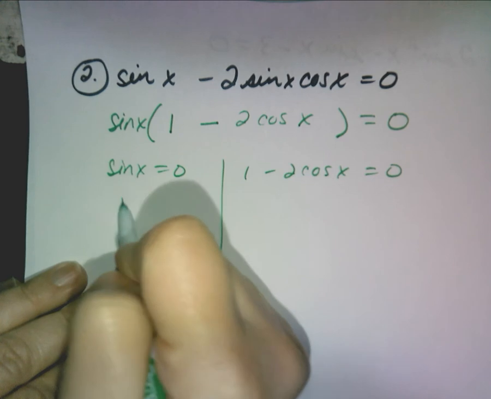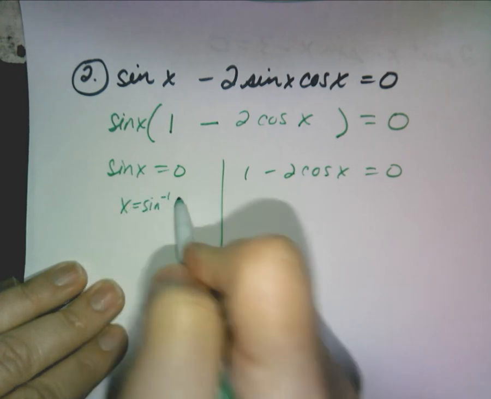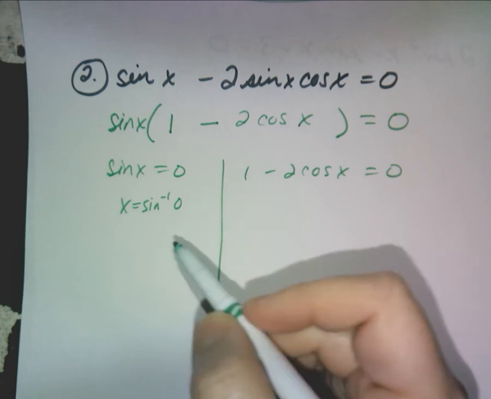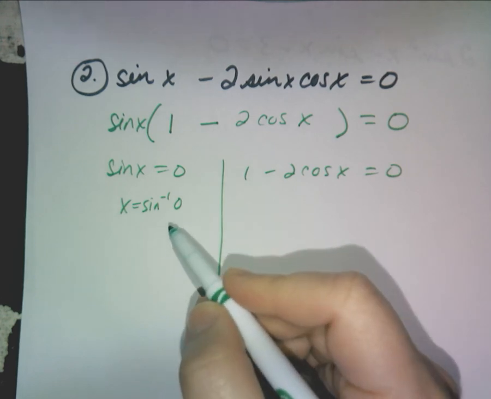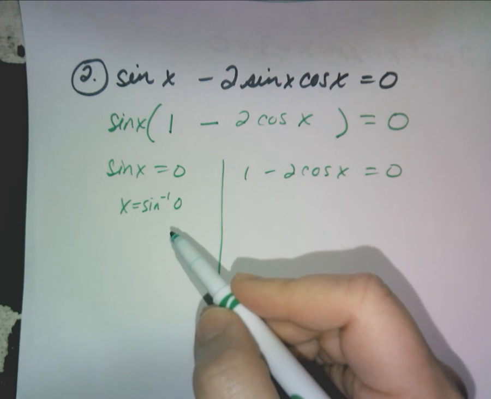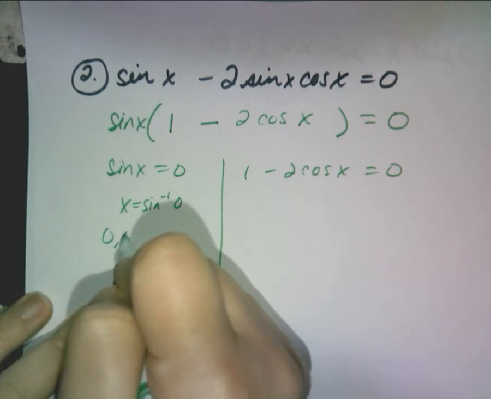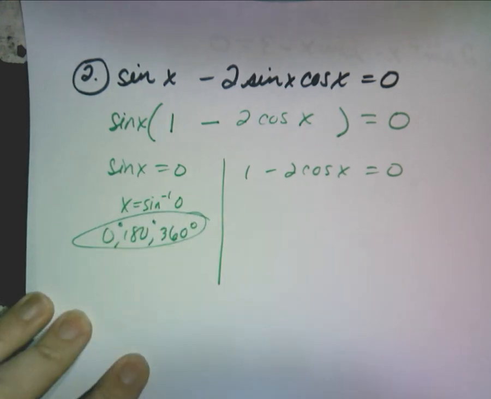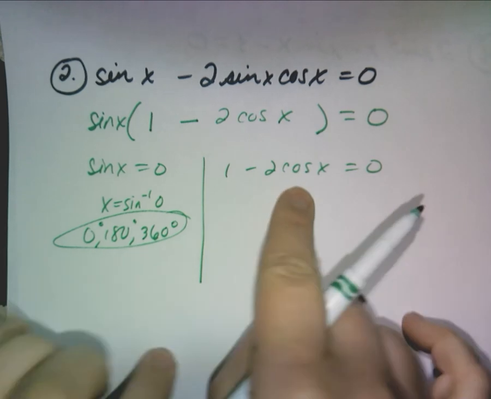And then you solve. Okay, x equals inverse sine of 0. Where on your unit circle will you have a sine of 0? It's probably going to be on a quadrant. 0 and 180, and then all the way around again? 360. Yep. There's your answer. That's what x is. 0, 180, and 360. But what about this one?